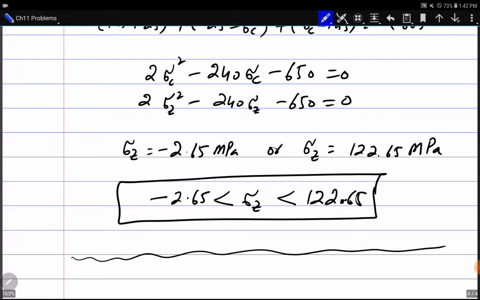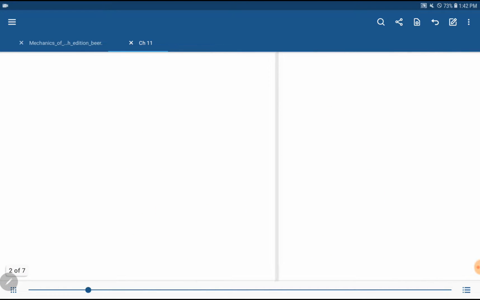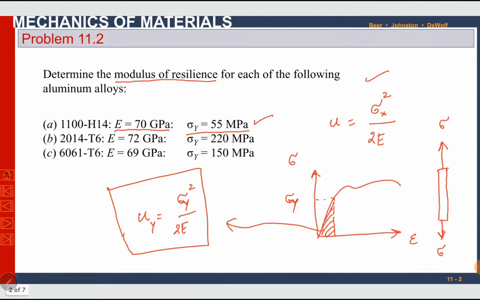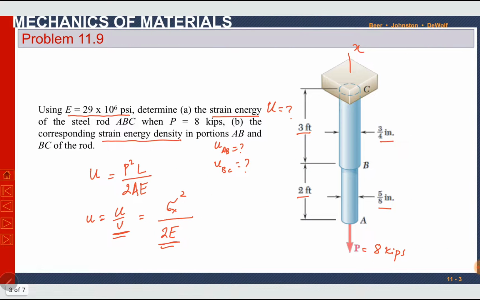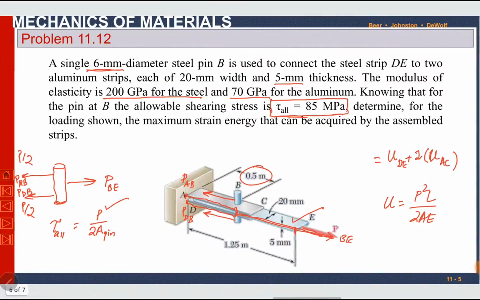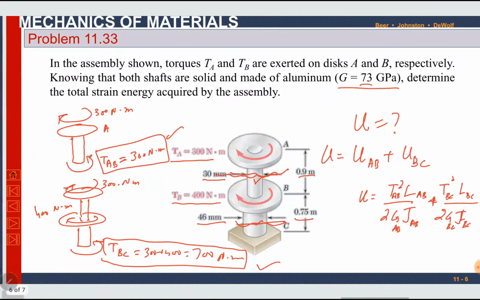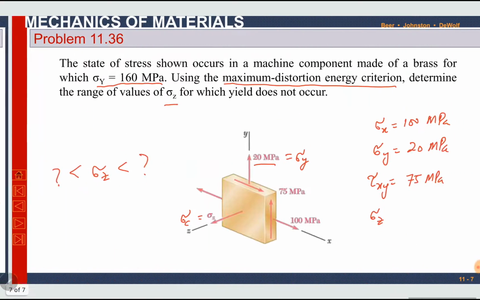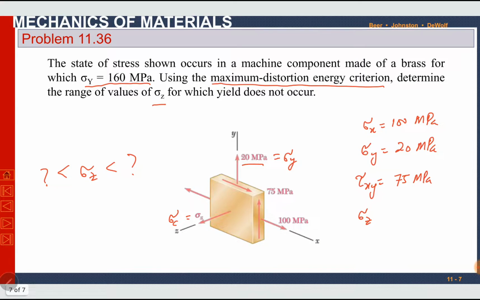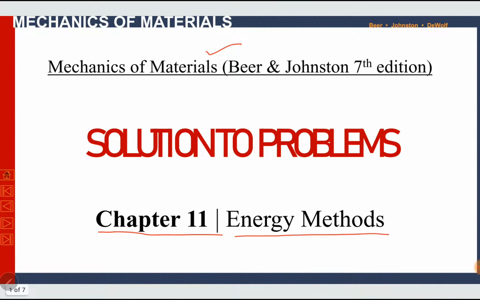This was all I wanted to explain of some of the numerical problems. I have solved enough problems on strain energy under normal loading: problems 11.9, 11.11, 11.12. These three are complicated problems on strain energy under axial loading. Then one problem on strain energy under shear loading, then one problem on three-dimensional state of stress. We have already solved an example problem on beam, so you may understand the expression for beam as well. So it is a very simple chapter.